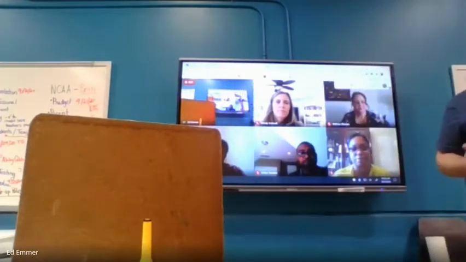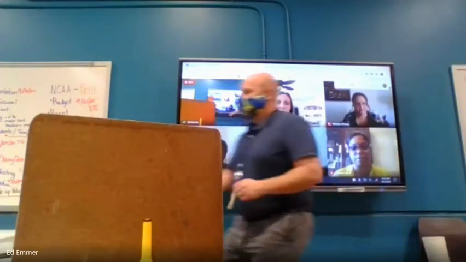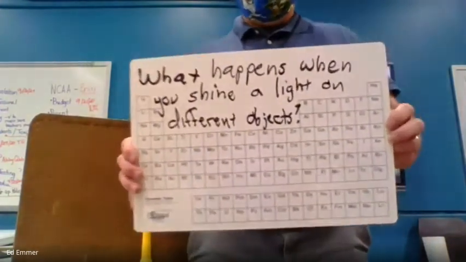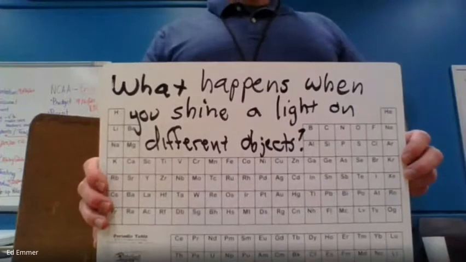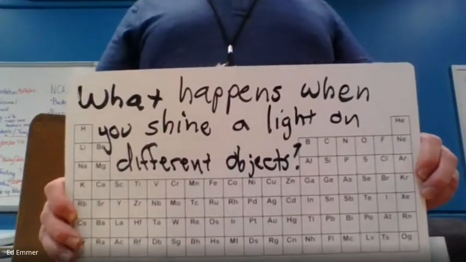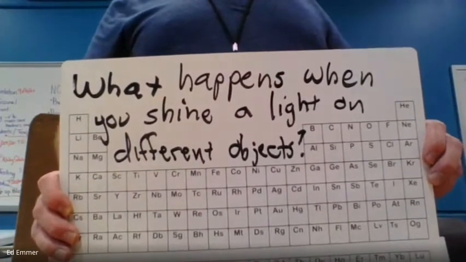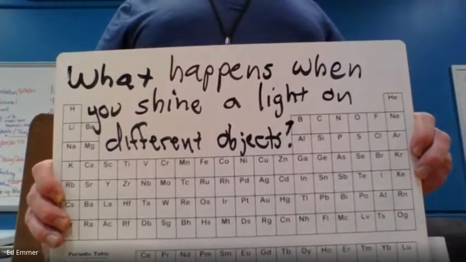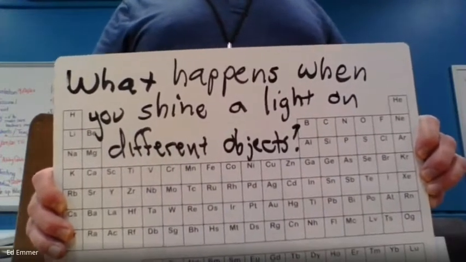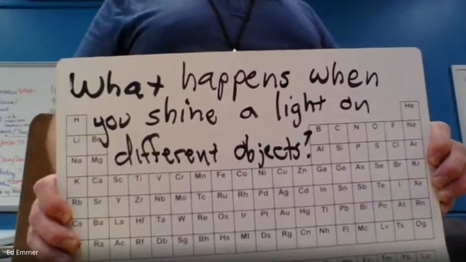In fact, friends, that's our focus question today. So let me show you our focus question here in class, and I'll show you our focus question at home. Now you don't have to write this down. I just want you to be thinking about this as we do our investigation. What happens when you shine a light on different objects? Now we already know one thing that happens when you shine a light on some objects, right? What do we make when we shine a light on an object? A shadow. We can make a shadow, right?